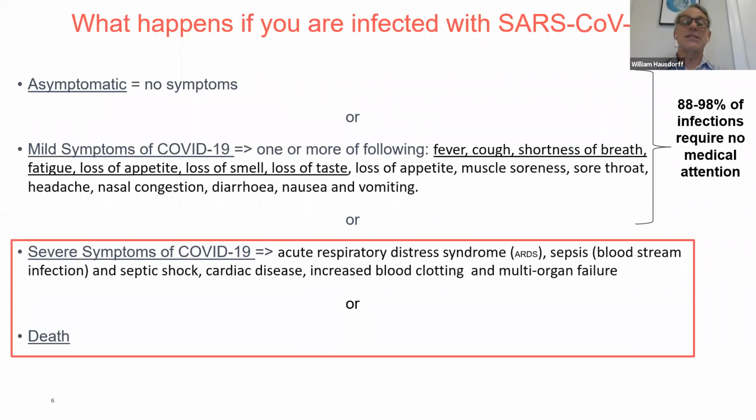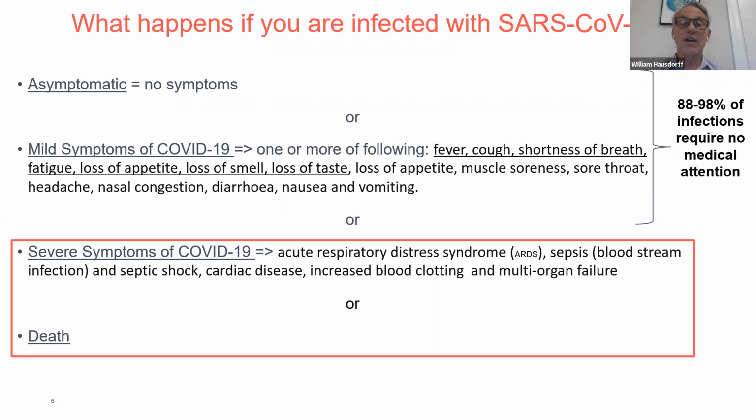Now, what happens if you are infected with the virus, with SARS-CoV-2? Well, you could be asymptomatic, and that simply means you have no symptoms. You don't even know you're infected unless you do a test. And there's no reason you would do a test, probably, unless you thought you were exposed. You could also have mild symptoms, and the mild symptoms are generally fever, cough, shortness of breath. Those are all associated with your respiratory system.